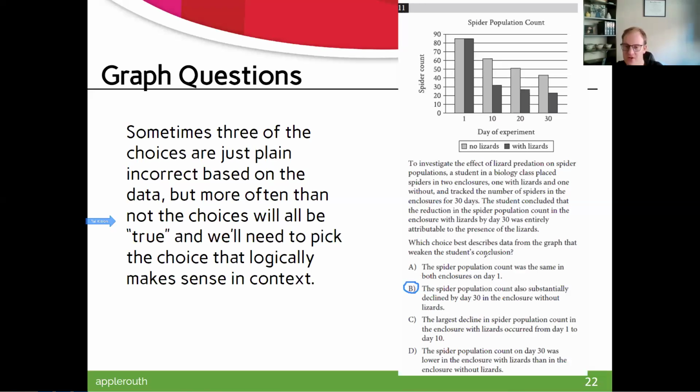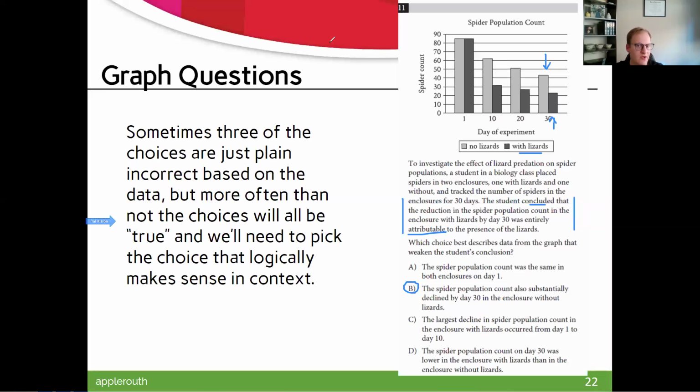The conclusion here is as follows. Spider population went down in the enclosure with lizards entirely because of, it's entirely attributable to the lizards. So what would weaken that is the fact that the enclosure with no lizards also had a bunch of spiders die or disappear.